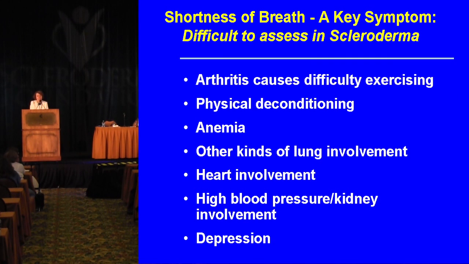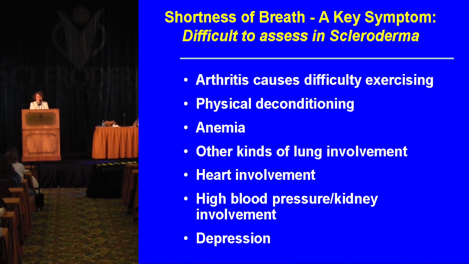So the other problem with shortness of breath is that there are so many different things that are affected in scleroderma that affect a patient's breathing. And one of the measures that we use to document changes in our drug therapy with pulmonary hypertension is what we call the 6-minute walk test. And so you walk for 6 minutes and you measure your oxygen and how far you walk.